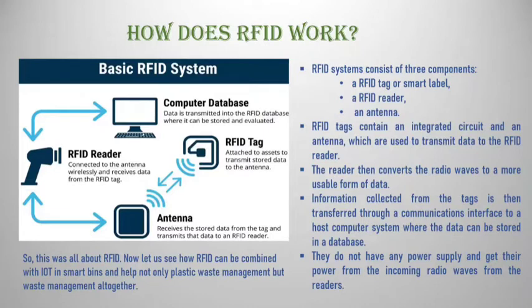How does RFID work? RFID systems consist of three components: an RFID tag or smart label, an RFID reader, and an antenna. RFID tags contain an integrated circuit and an antenna, which are used to transmit data to the RFID reader, also called an interrogator. The reader then converts the radio waves to a more usable form of data. Information collected from the tags is then transferred through a communications interface to a host computer system, where the data can be stored in a database and analyzed at a later time. They do not have any power supply and get their power from the incoming radio waves from the readers.